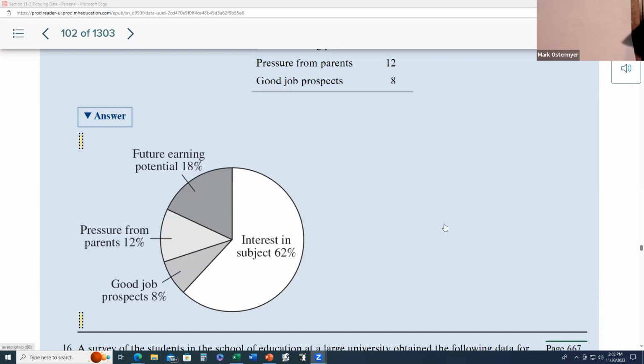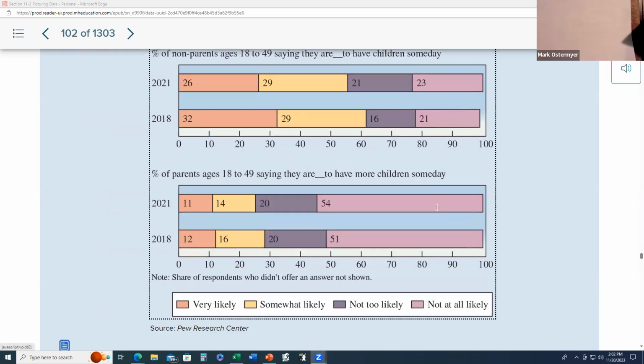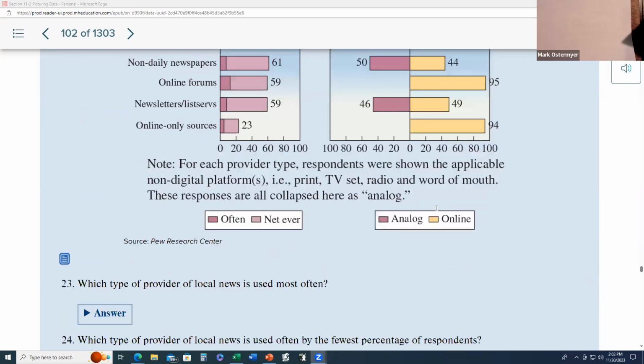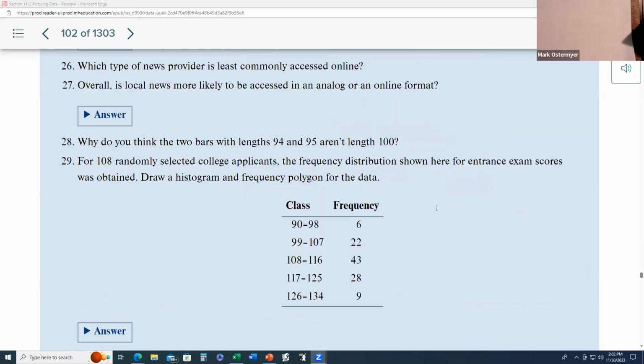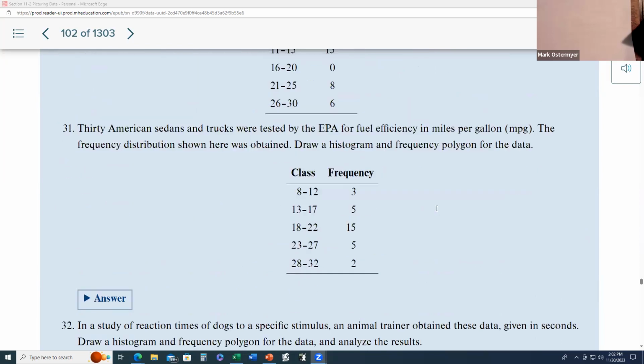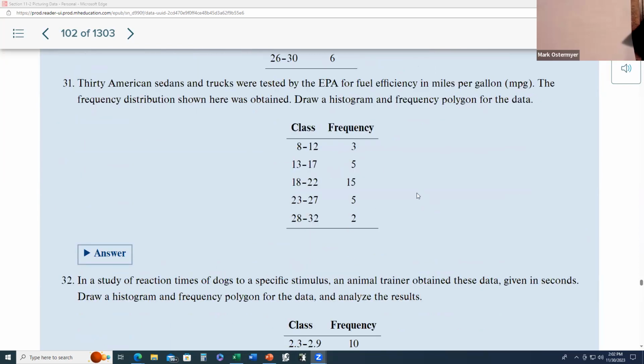All right. Now let's go on down here to see if I can have you build a frequency histogram from this data set here, number 31. 30 American sedans and trucks were tested by the EPA for fuel efficiency in miles per gallon. The frequency distribution shown here was obtained. Draw a histogram and frequency polygon for the data.